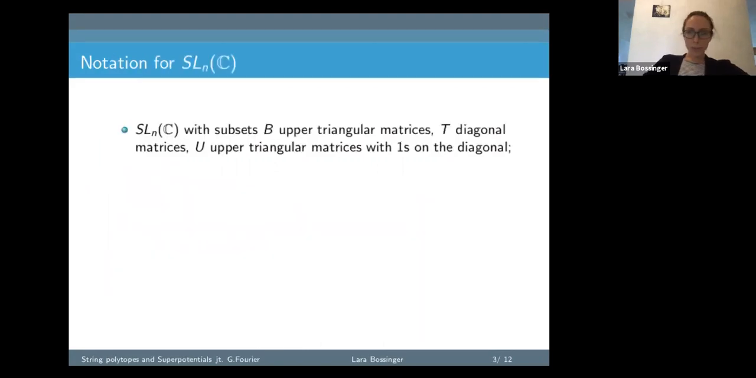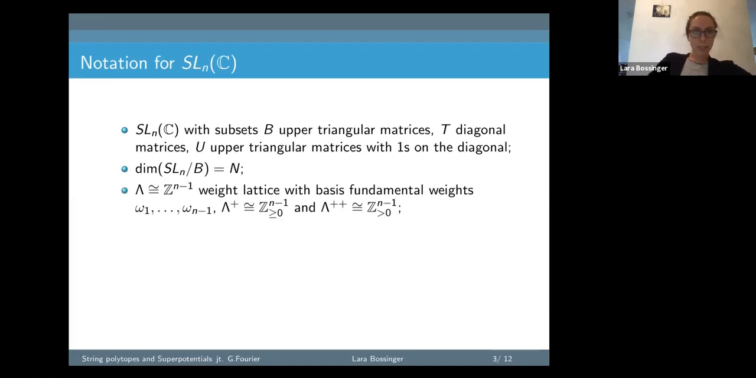So I'm going to quickly set up my notation for SL_n. I fix the Borel subgroup to be upper triangular matrices and T the torus of diagonal matrices. I further need a subgroup U, which was denoted by capital N in Benjamin's talk, of upper triangular matrices with ones on the diagonal. Now, capital N for me is going to be the dimension of the flag variety.